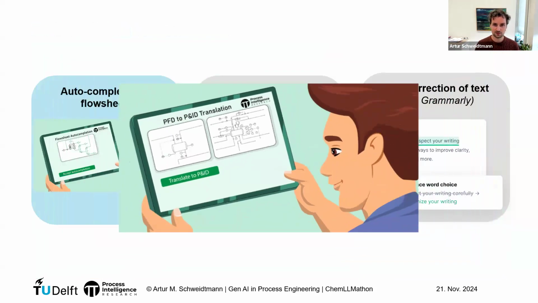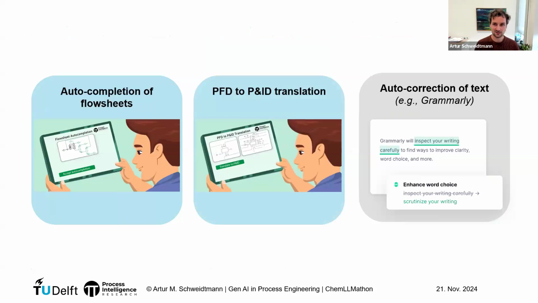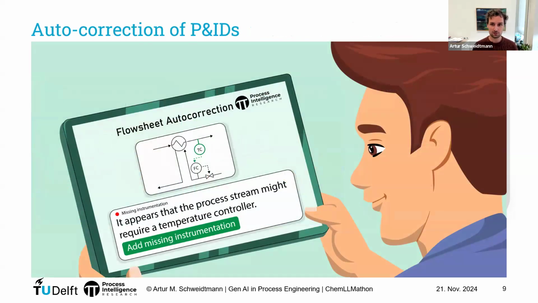And the last one is probably very obvious now, right? So we also want to have autocorrection of P&IDs. So we want to be able to automatically capture errors in P&IDs, make suggestions how to improve that. And that's not only limited to actual errors, that could be also including stuff that we can just do better, right? So if we change the control architecture here, can we control the process better? Can we make it more safe? Can we make it more efficient?